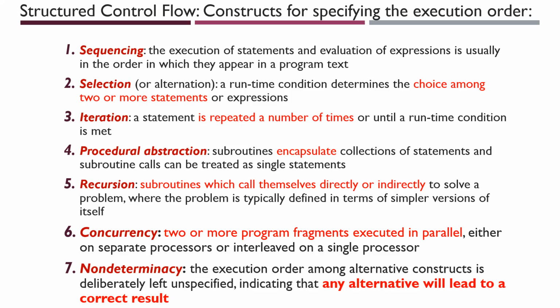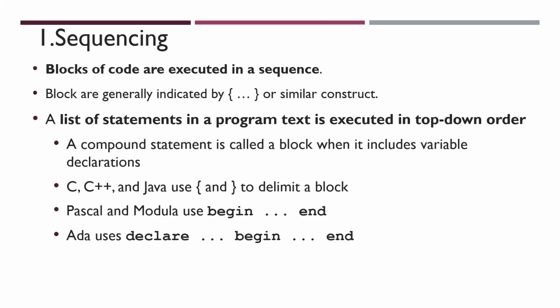So the first one is sequencing. What do you mean by sequence? We know that we write programs block-wise, right? In C and C++, we use braces to represent a block. In Pascal and Modula, you use begin end to represent a block. In Python, we use indentation to specify a block. In Ada, you use declare begin end for block representation.